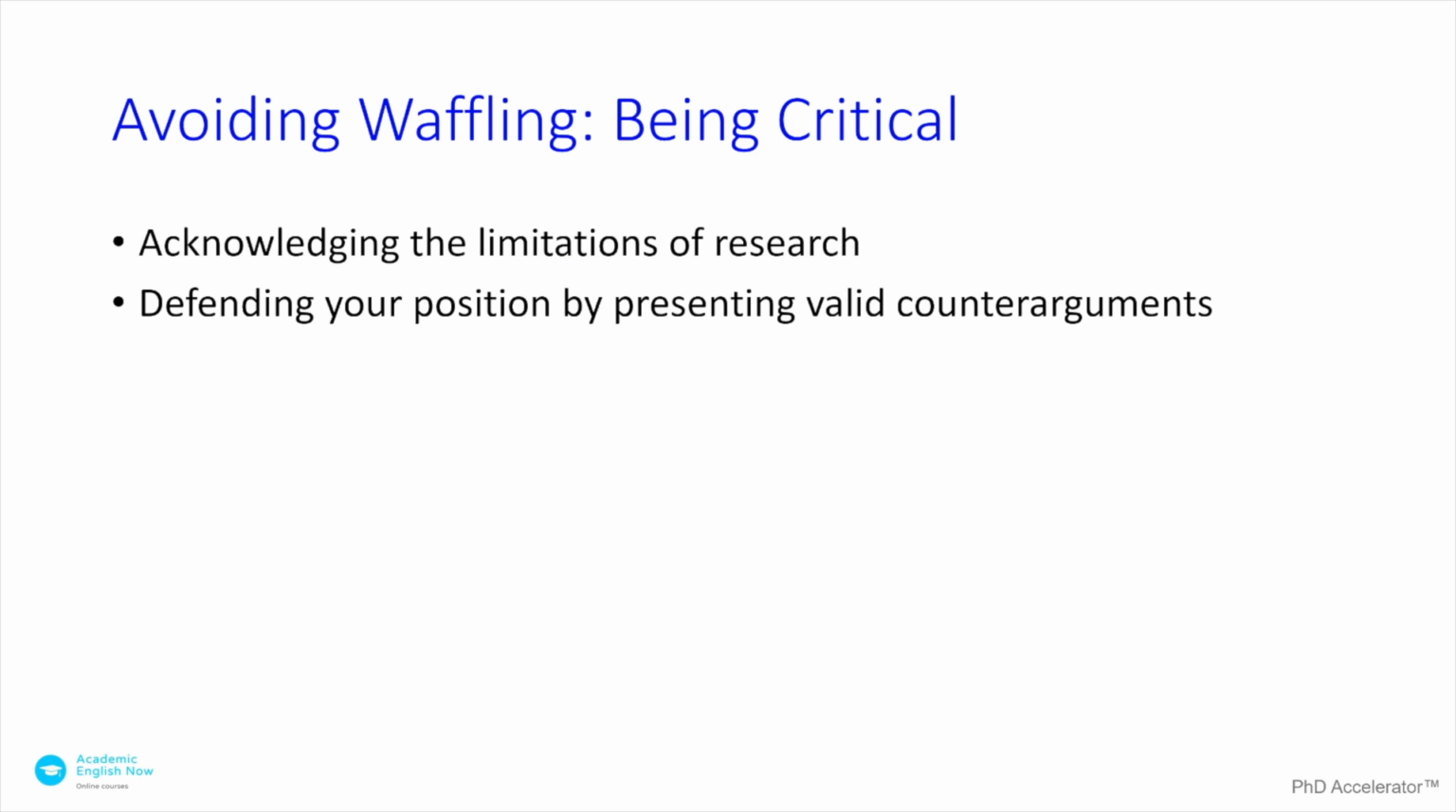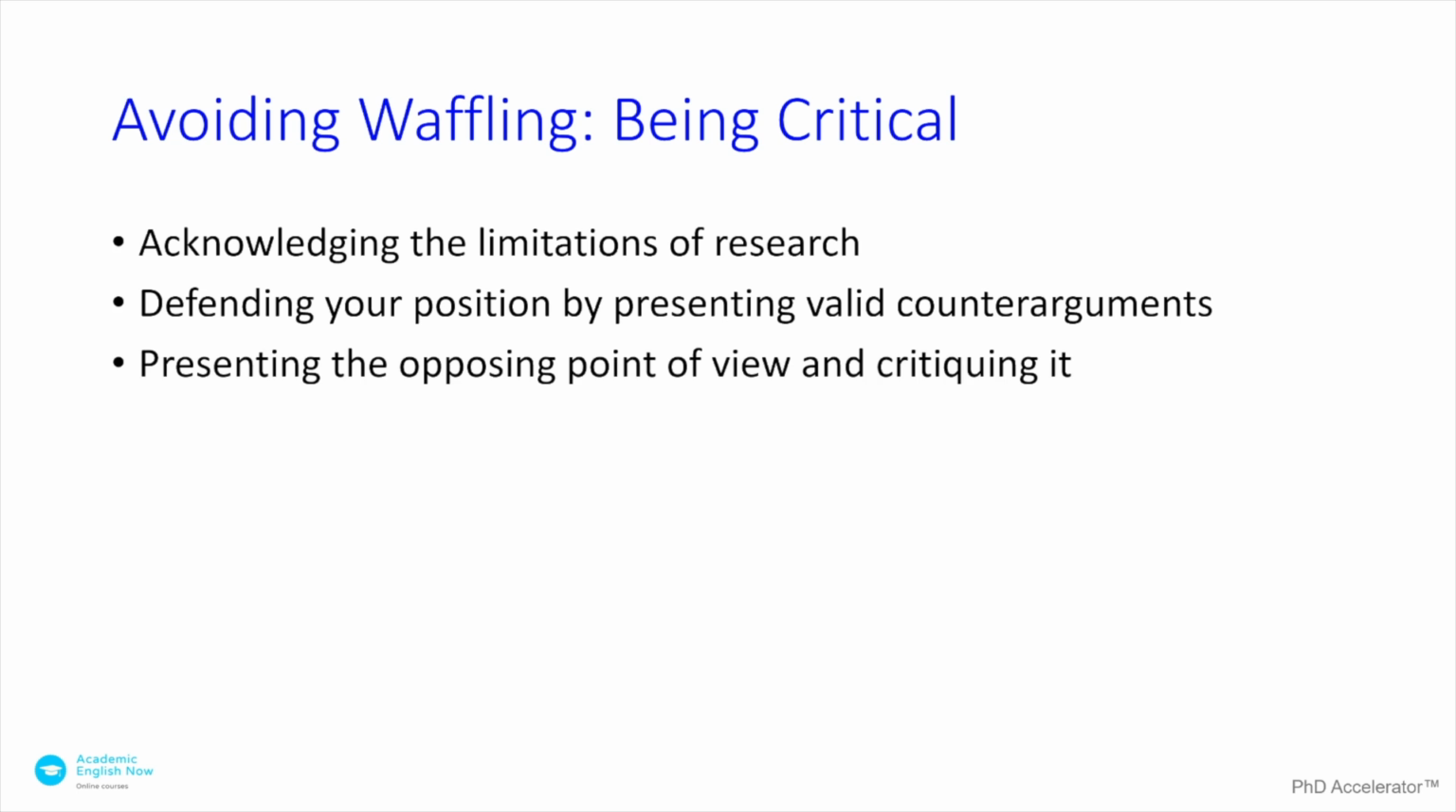Now, the third way in which you can be critical is to present the opposing point of view and critique that opposing point of view. So I mean, you've got your pyramid apex, but other researchers might have slightly different pyramid apexes, right? We don't all agree in research, and there's certain areas where different people have slightly different ideas, right? And that's great, that's fine. So, you need to acknowledge those different points of view.